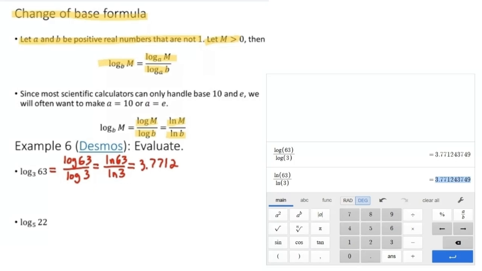For log base 5 of 22, to use the change of base formula, we have to use either base 10 or base e. I'm going to pick base e, meaning I'm going to use the natural log. The reason why I'm picking the natural log is purely because I want to write one less letter. So log base 5 of 22 equals the natural log of 22 over the natural log of 5.